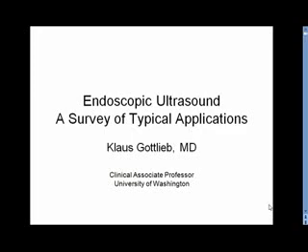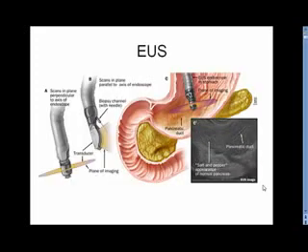I will be talking to you about endoscopic ultrasound and giving you a survey of typical applications. Endoscopic ultrasound is the combination of an endoscope with an ultrasound transducer, which allows us to see organs which are normally quite hidden, such as the pancreas, with very high resolution, and also allows us to take biopsies.